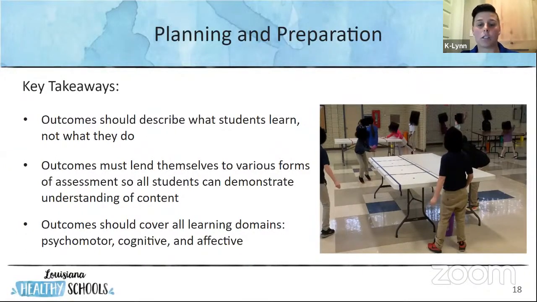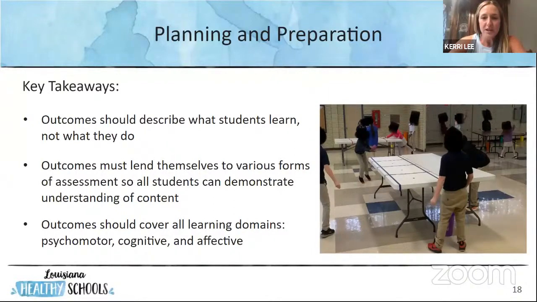Again, we're assessing across all three different domains, and we're doing it visually, maybe with a teacher checklist or with an exit slip. That exit slip can be a demonstration. It could be on the skill cues. It could be about the rules or the strategies or the tactics of the games. And again, once more, it's covering those three domains. So Carrie's going to show what's happening with her students in this picture in regards to those three domains.